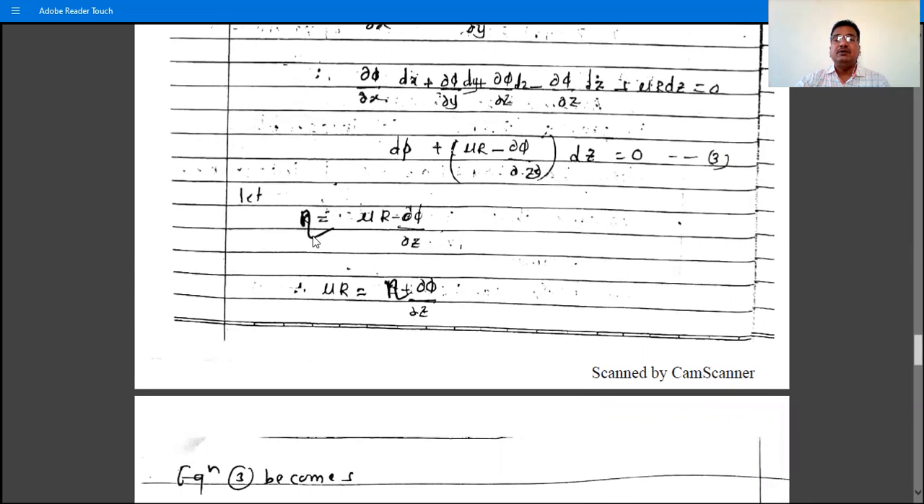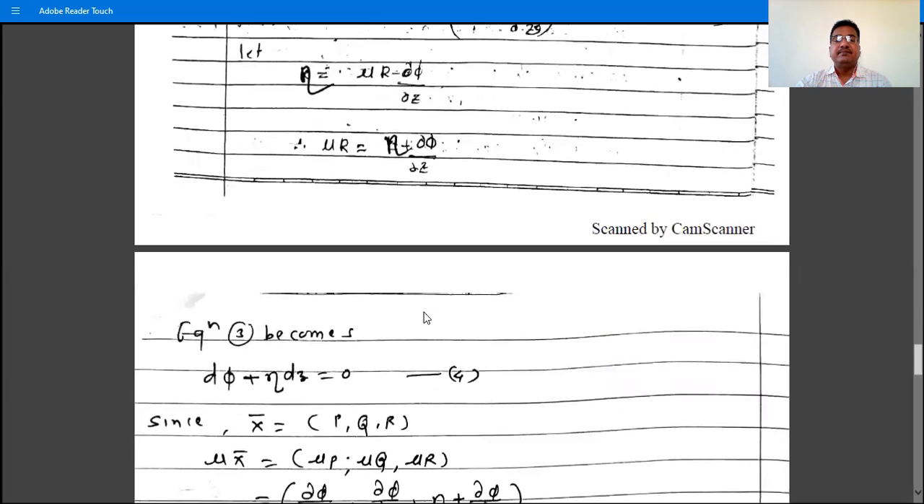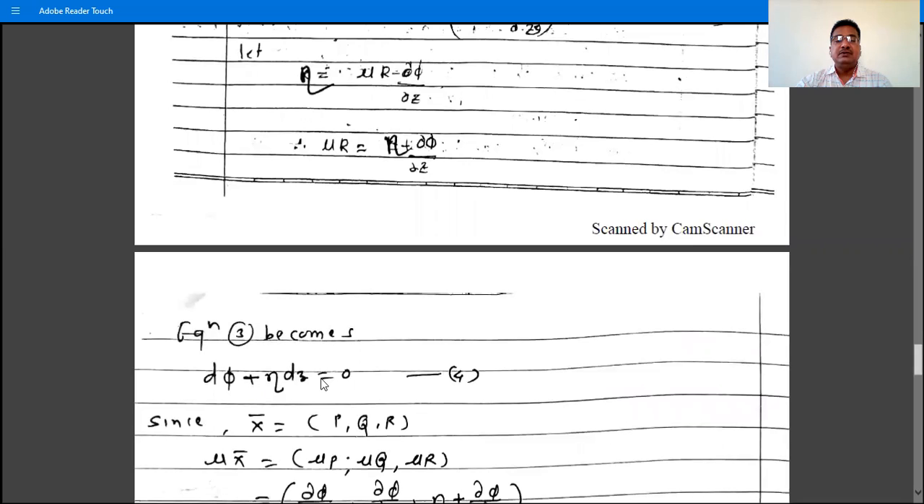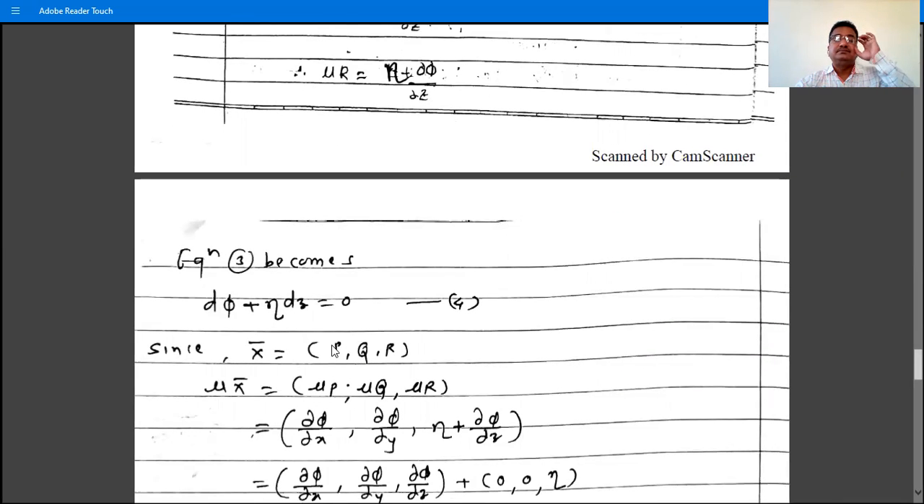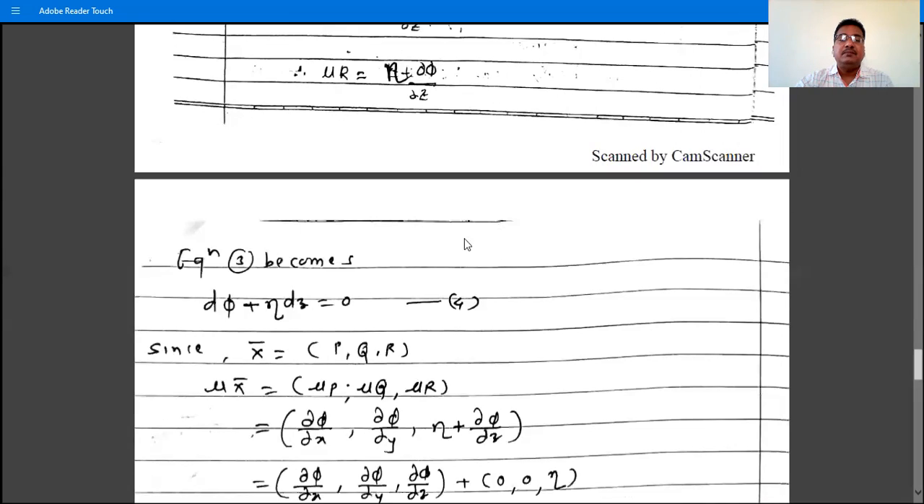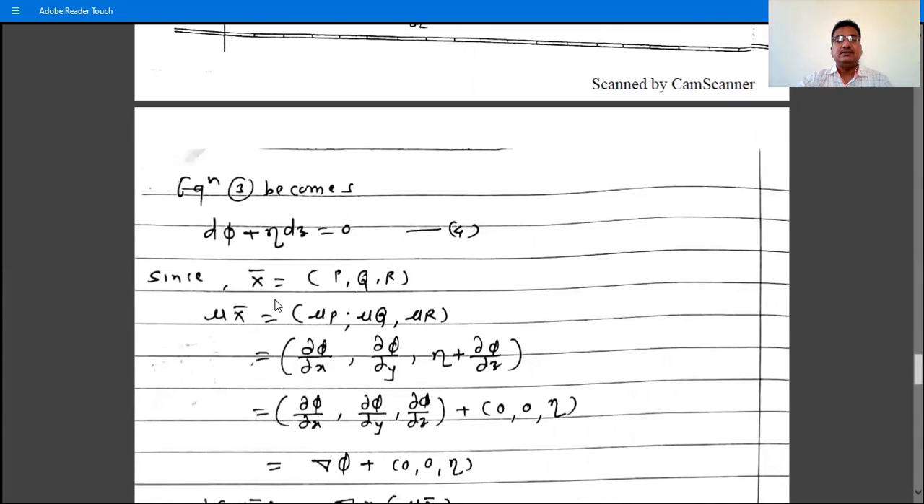Let nu, another notation, be mu r minus ∂phi/∂z. Obviously this nu is a function of x, y, z. Then we have mu r is equal to nu plus ∂phi/∂z, and therefore equation 3 becomes d phi plus nu dz is equal to 0, equation number 4.